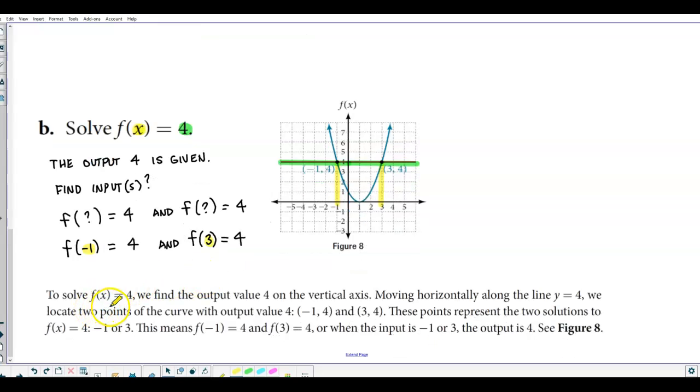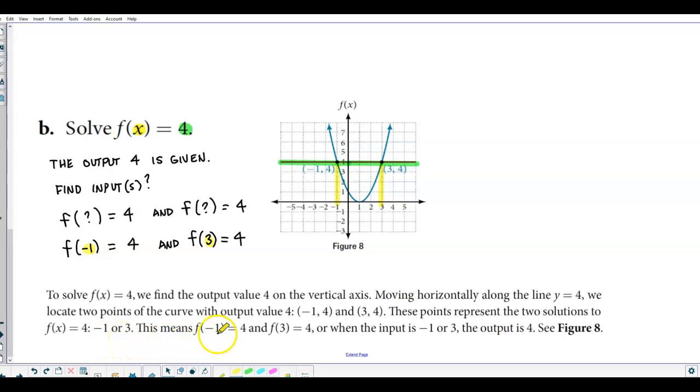So again, to solve f of x is equal to 4, we find the output value 4 on the vertical axis, moving horizontally along the line y equals 4. We locate 2 points of the curve with output value 4. So there are 2 points, (-1, 4) and (3, 4). And these points represent the 2 solutions to f of x equals 4, negative 1 or 3.